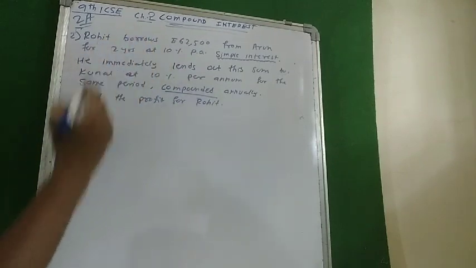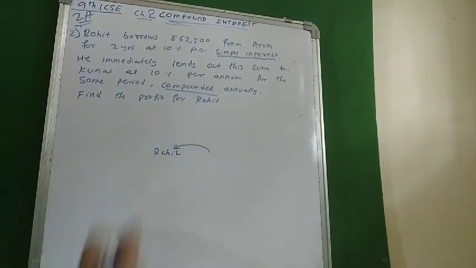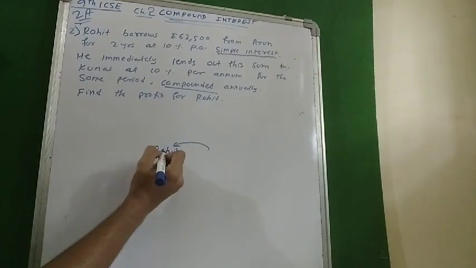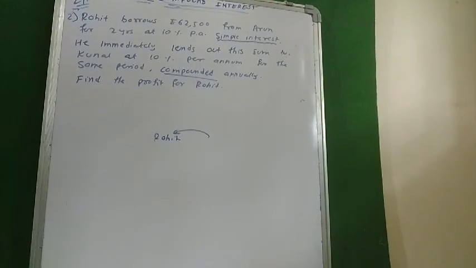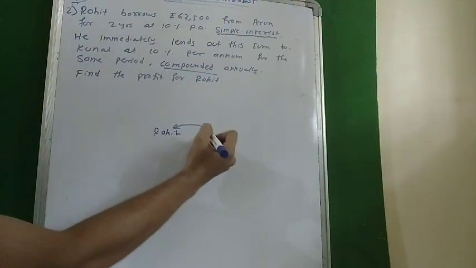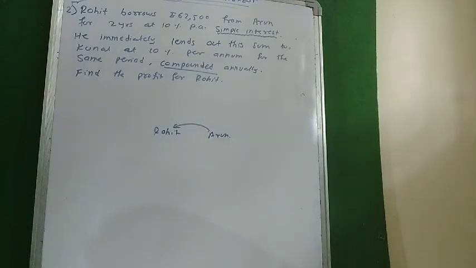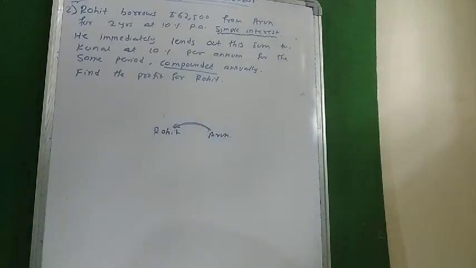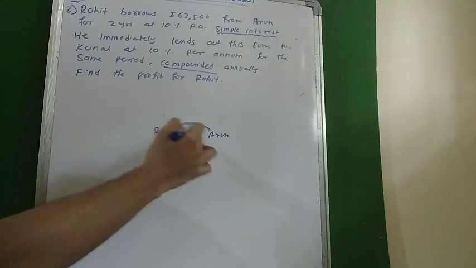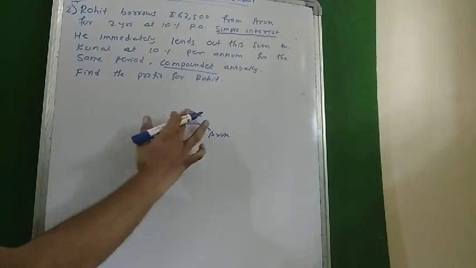Rohit borrows. Okay, this is Rohit. He borrows money from someone. We can say that he is taking a credit, or we can say he is taking udhar from someone. From Arun. The someone is Arun. So if Rohit is borrowing money, Rohit has to pay interest to Arun. The interest is simple interest. So Rohit borrows the money from Arun at simple interest, where interest is fixed.